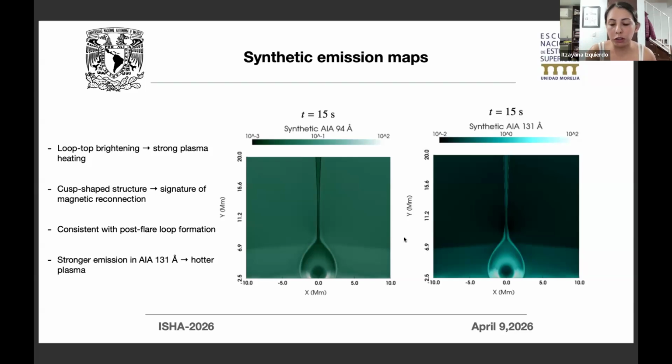Finally, a stronger emission in the AIA 131 Angstrom channel indicates the presence of hotter plasma.